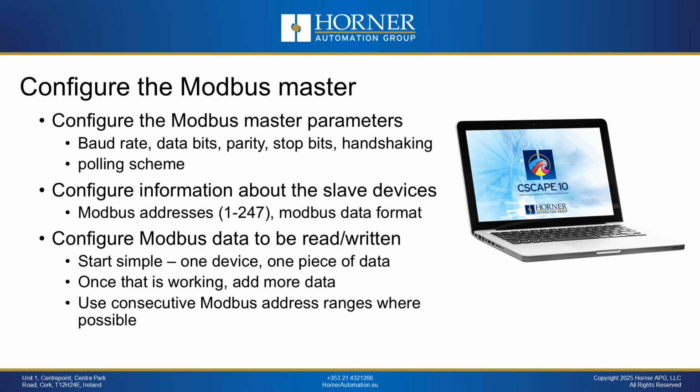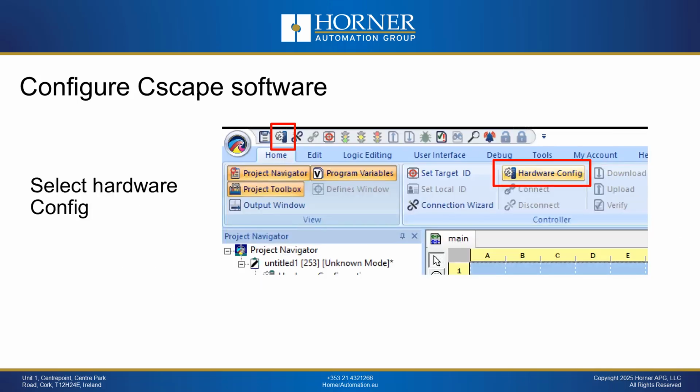Get that working, and then you can add more data later. Also, if possible, read or write big stretches of consecutive register address ranges instead of picking and choosing a bunch of individual locations that you are interested in. So if you are interested in 40,001, 40,003 and 40,006, just read 40,001 through 40,006 in one read entry instead of having 3 separate entries. It will be more efficient and much faster in the end. Here's the general process we will use to configure the master.